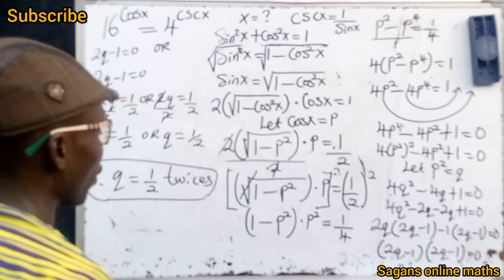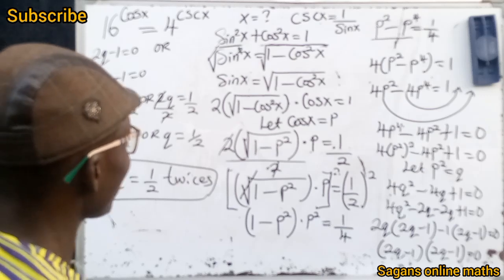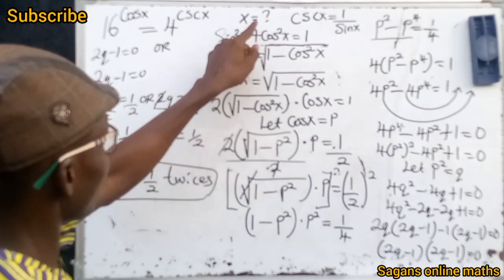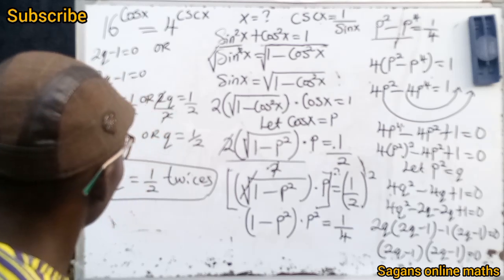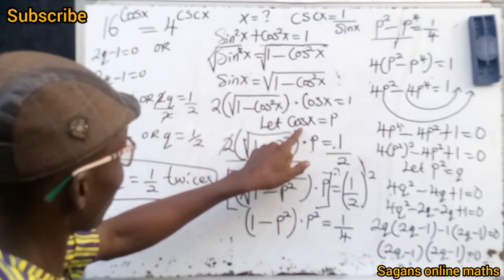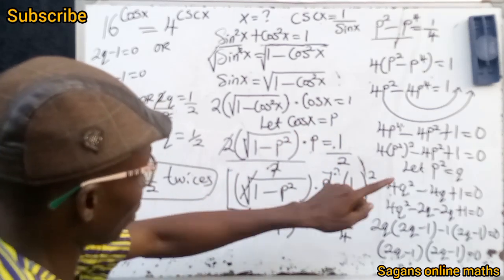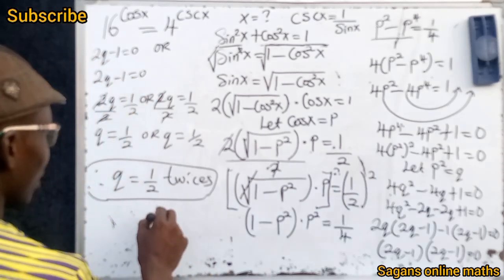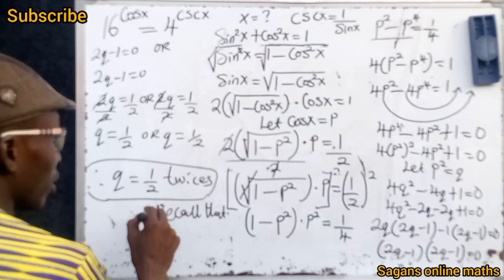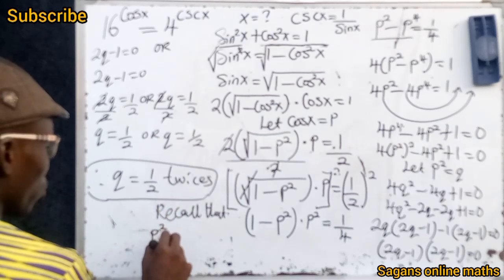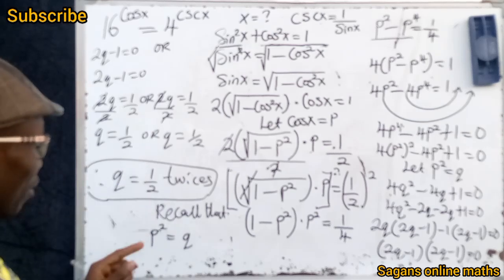But remember, we are not asked to solve for q. We are not asked to solve for p. We are asked to find the value of x. But let's recall what we did so far. Now we have cos x equal to this. Remember, where I said let this equal to n. Recall that p raised to the power of 2 is equal to q. Now if q is this, we can find the value of p.